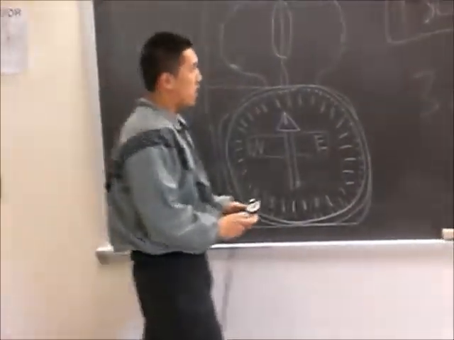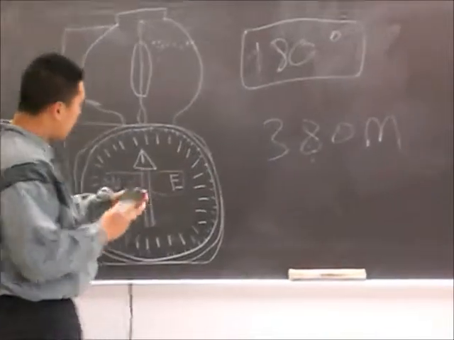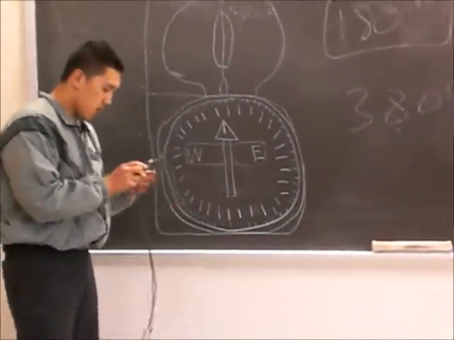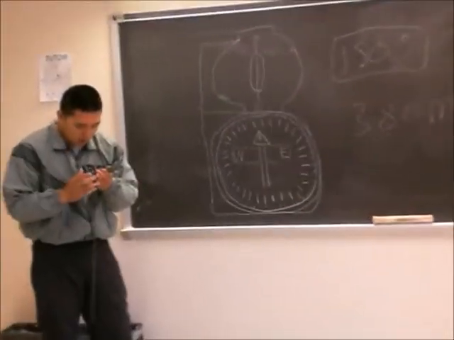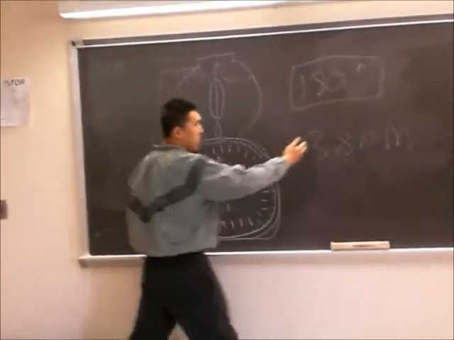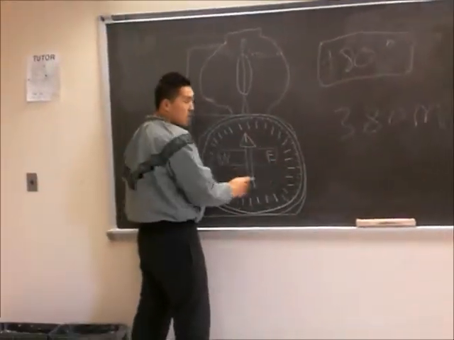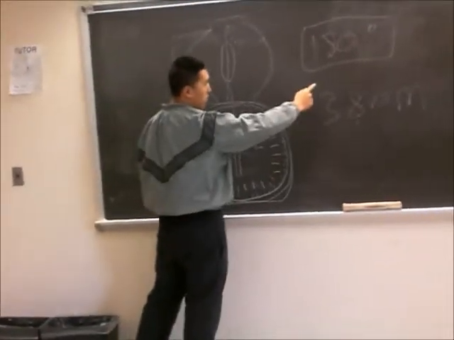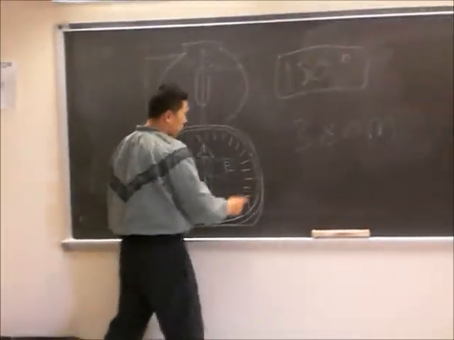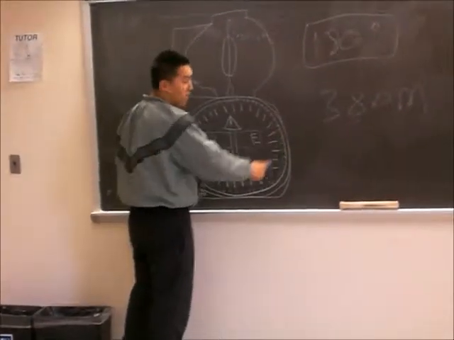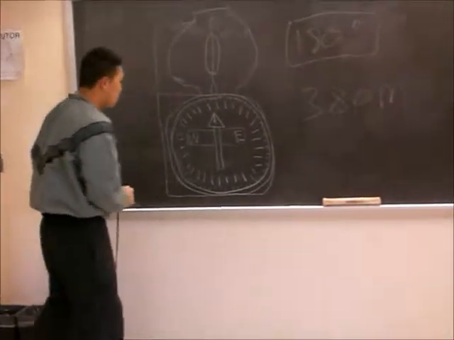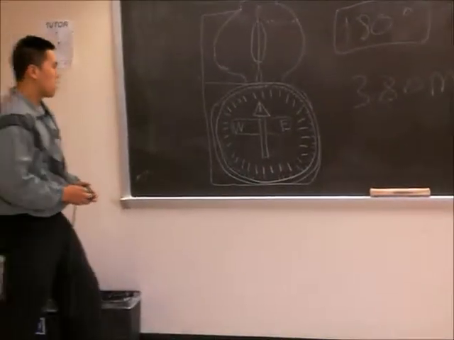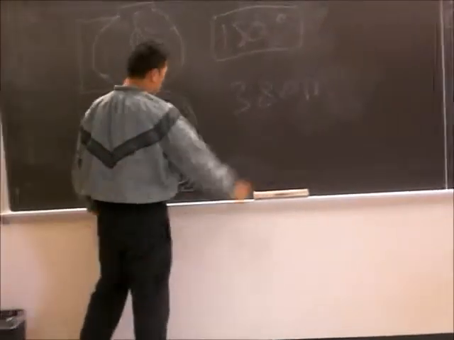So if you were given an azimuth of 180, you would go to the red tick marks, which are the inside tick marks, and find 180. If it was 186 degrees, you would go to 180 on the inside tick marks, and then to find the one-digit numbers, you would go to the black tick marks, the outside tick marks, to find the exact 186 degrees. And you have a distance of 380 meters.